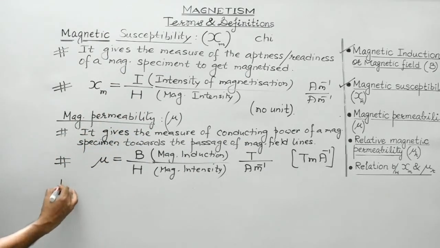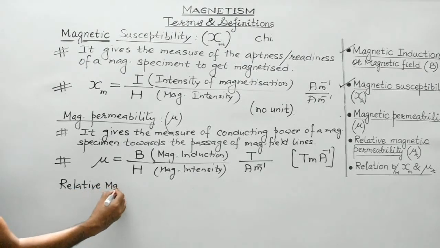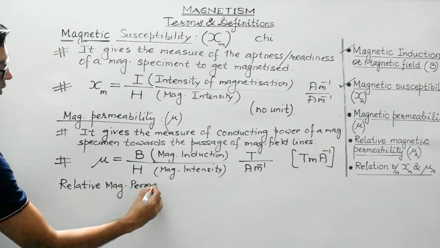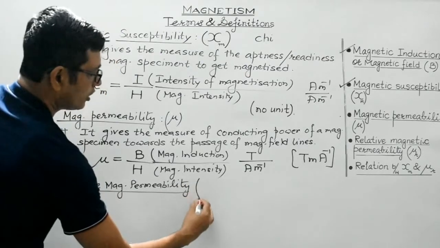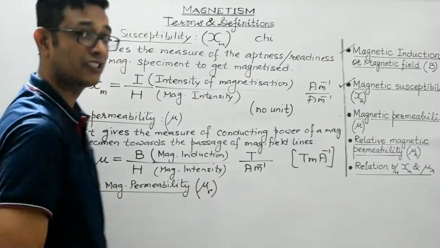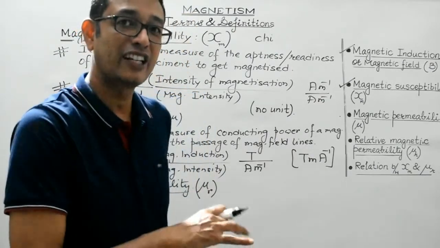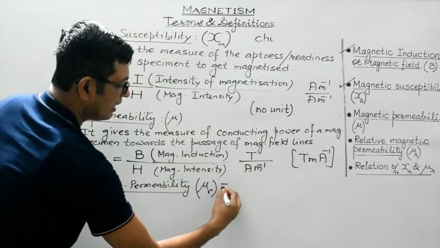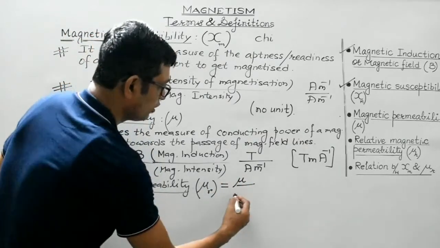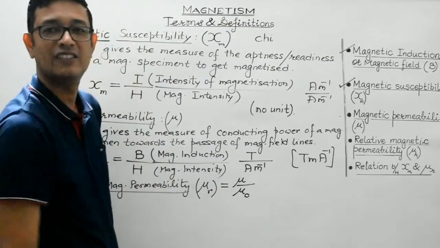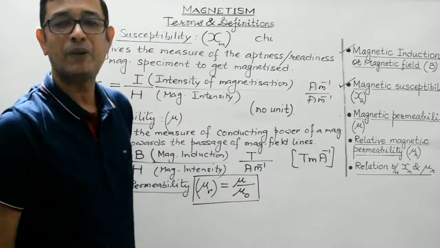Next is relative magnetic permeability. Relative means with respect to. It is denoted by mu r. Just as in electrostatics, we have discussed relative permittivity, here we are discussing relative permeability. So basically it is defined as the ratio of magnetic permeability of the medium to the magnetic permeability of free space. So this is the definition of relative magnetic permeability.